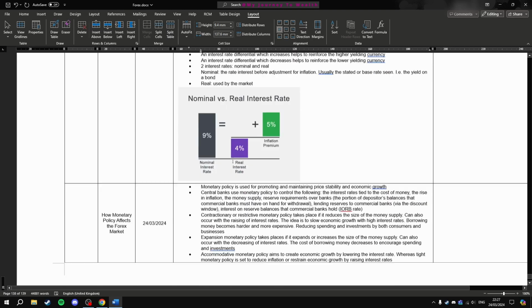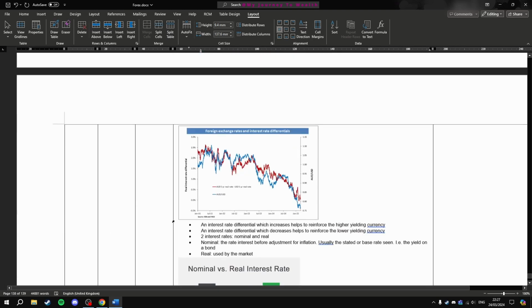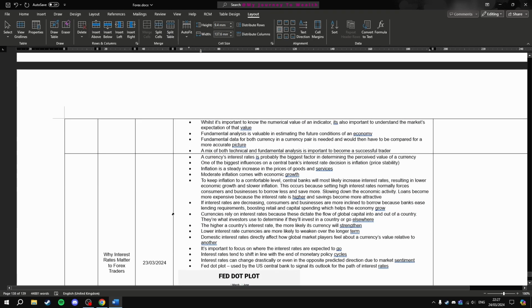So as the price of goods and services are getting higher, interest rates are raised, which results in lower economic growth and slower inflation.